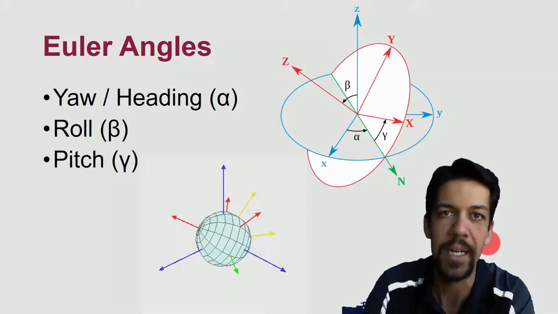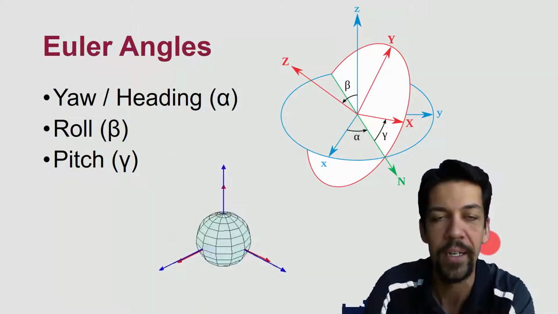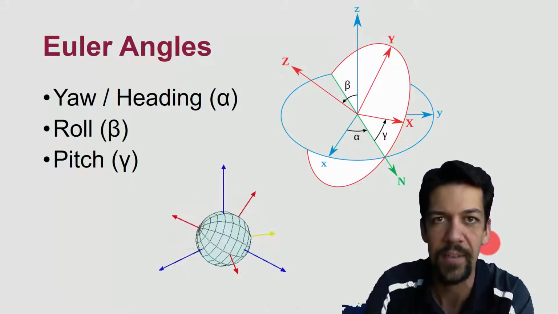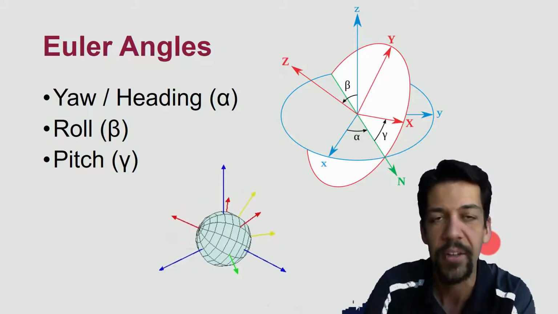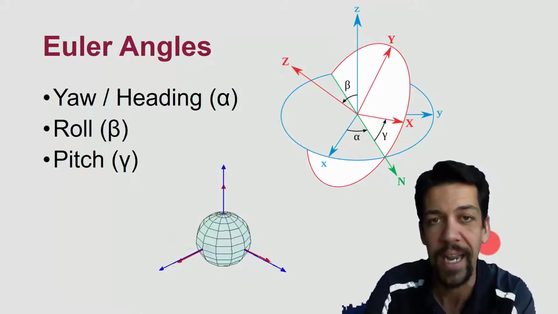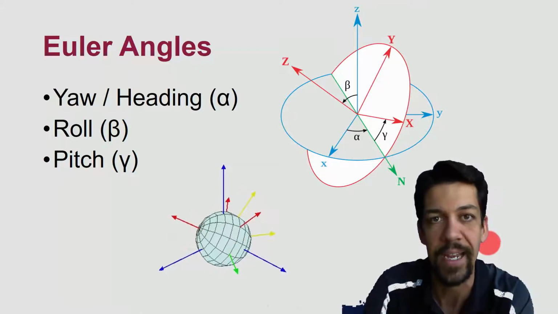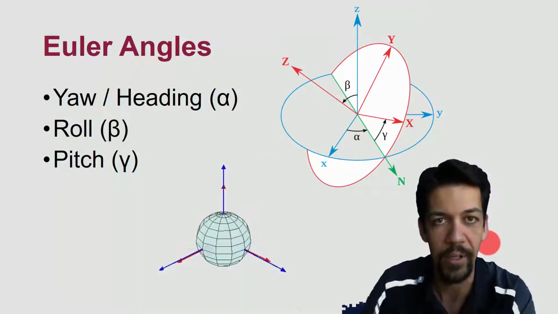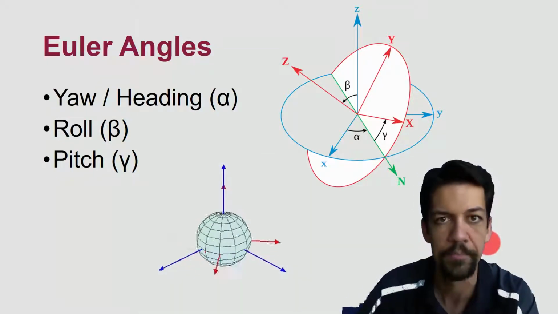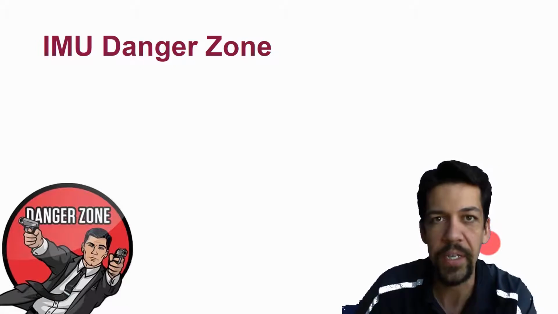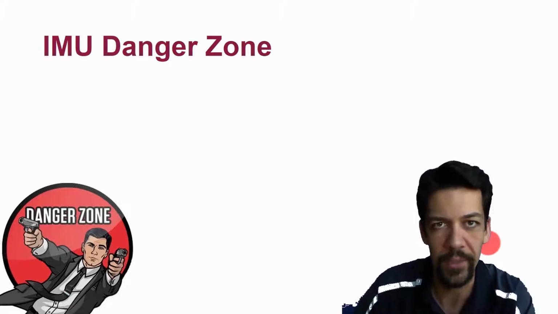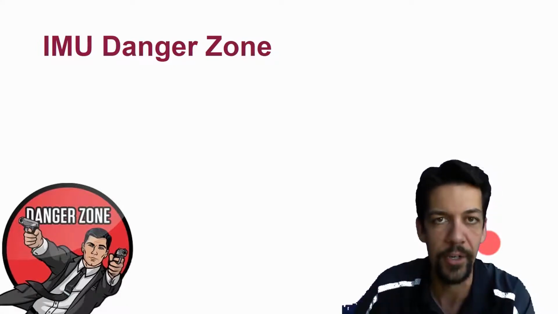To represent all of this information, we can use a lot of different representations. The most common is called the Euler angles, and we'll probably see these a lot. We've got yaw, which is our heading. There's also roll and pitch, and these are what represent the different rotations around the different axes in the moving coordinate system.